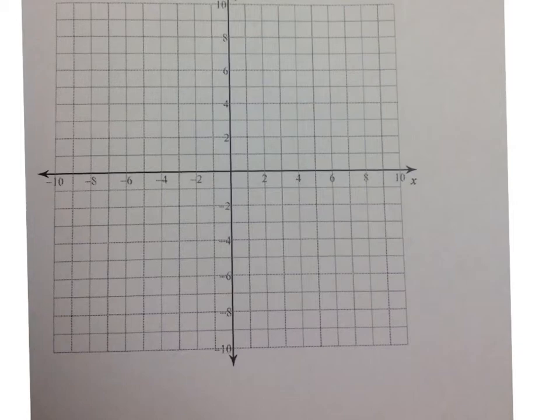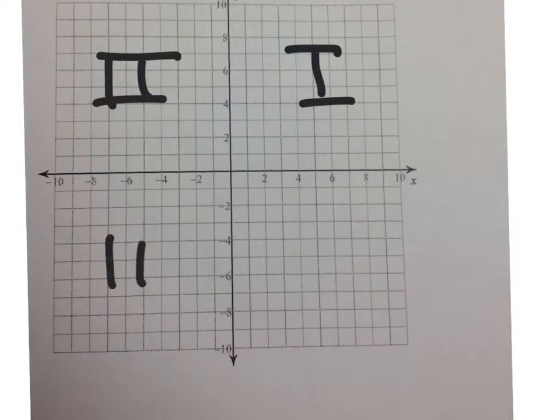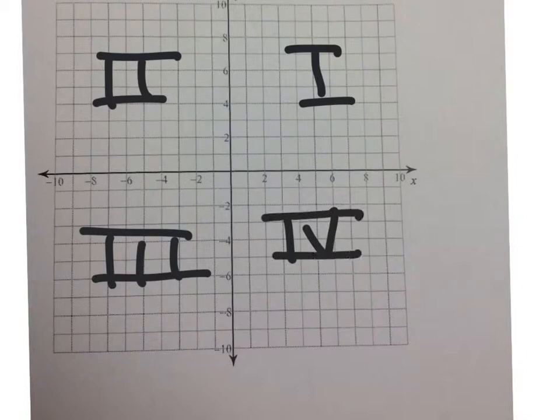Okay, so the first thing we learned about today were quadrants. Just a reminder, this is quadrant 1, this is quadrant 2, this is quadrant 3, and this is quadrant 4. So if points are anywhere in these, that's how you'd name them. A point is always in a quadrant, except if it's on one of the axes.